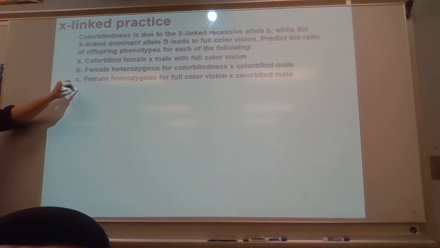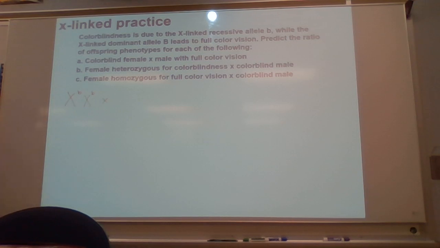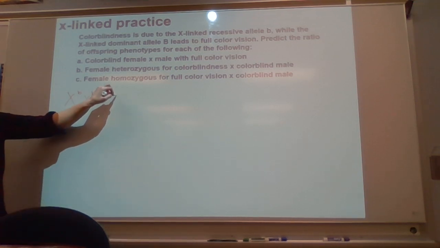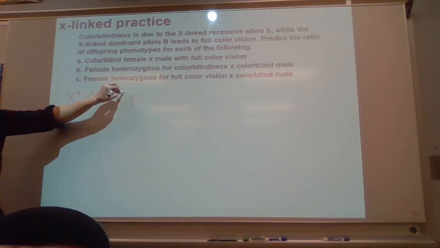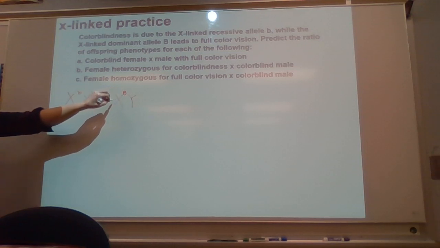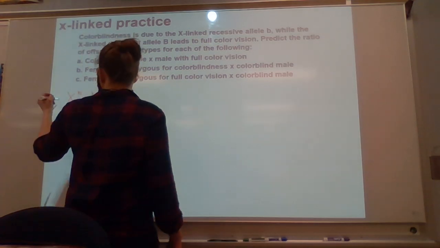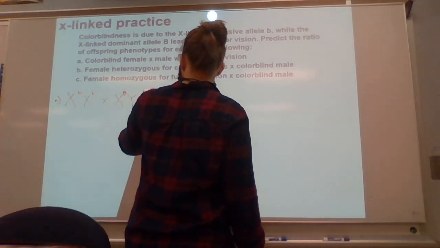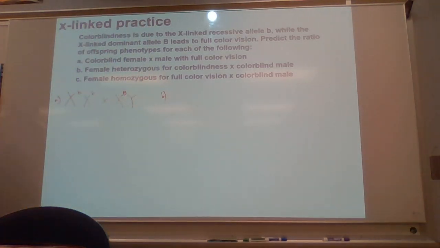X little, whatever letter you want to use. What do we say? C, XD, XD. And a male with full color vision, so he would be X. He'd have the dominant copy if he was not colorblind. I think the hardest part of this is making sure you're starting with the right genotype. So go ahead, try and discuss those problems with your group really quickly. I'll give you like 5 minutes.